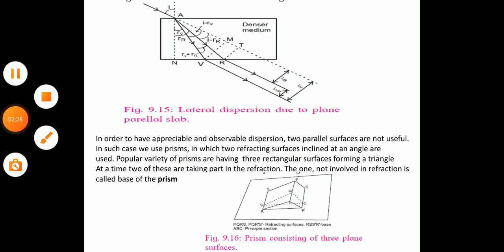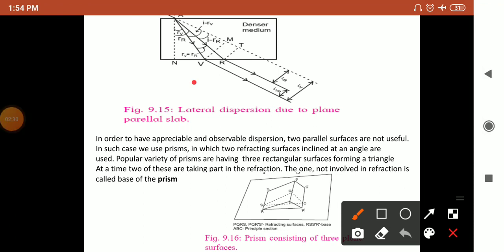From this diagram, you can observe that all emergent beams are due to different angles of refraction. So when it emerges from the glass slab, that is from the denser medium, all rays will be parallel to each other. And for it to be easily detectable, the parallel surfaces must be separated over a very large distance.